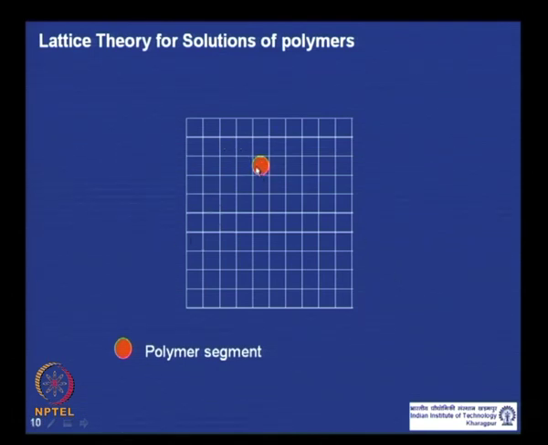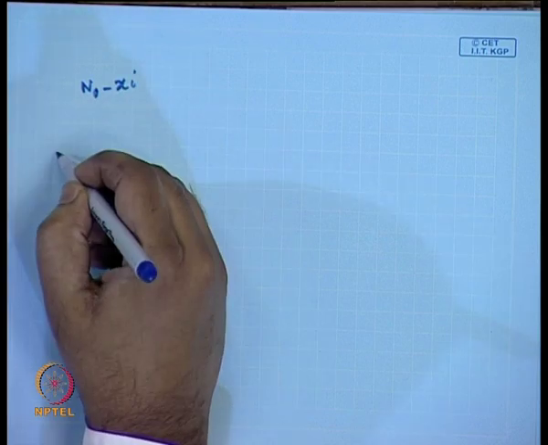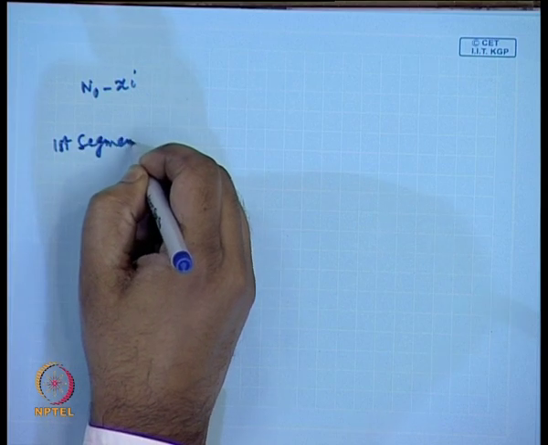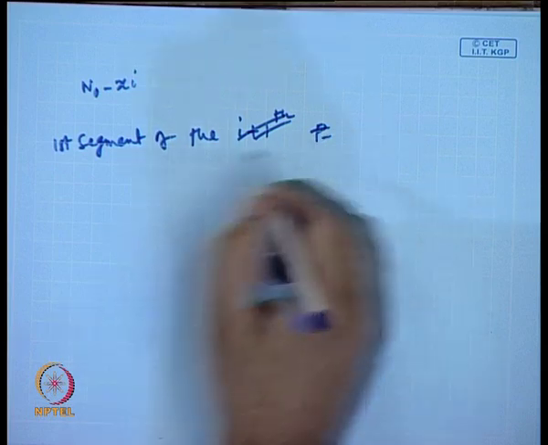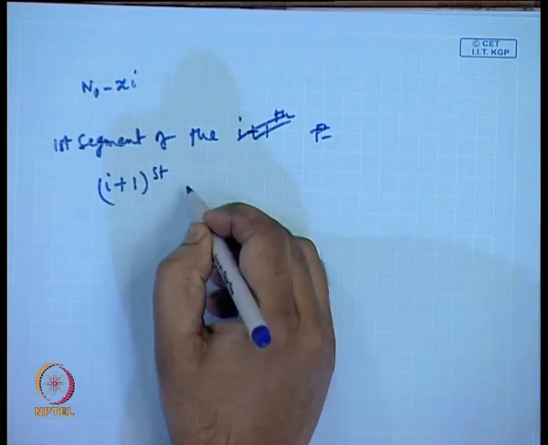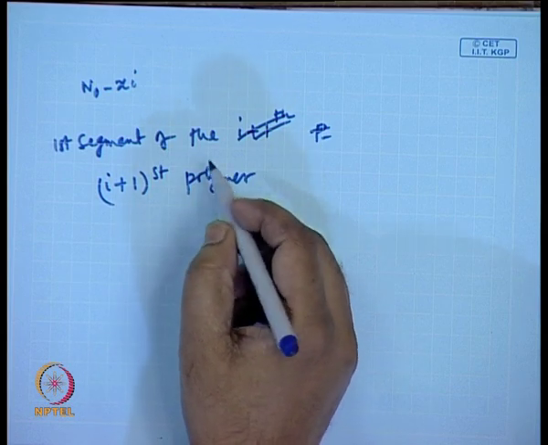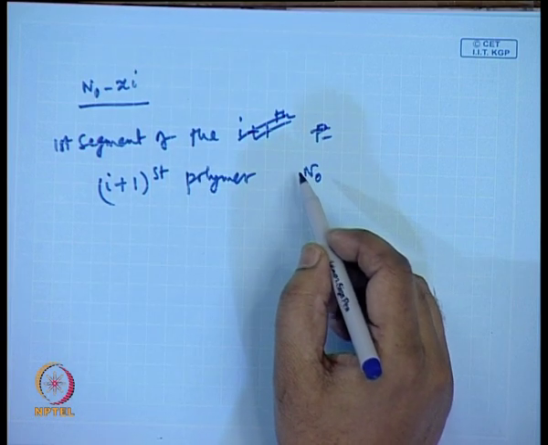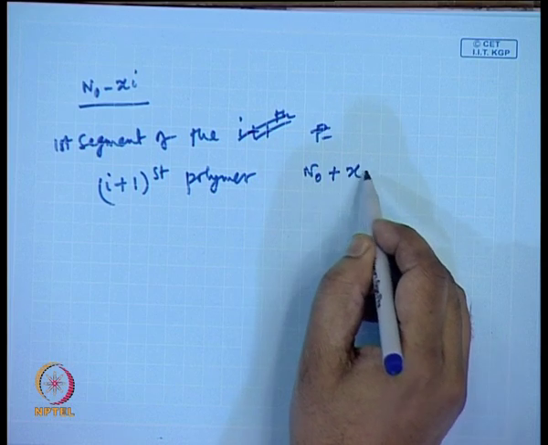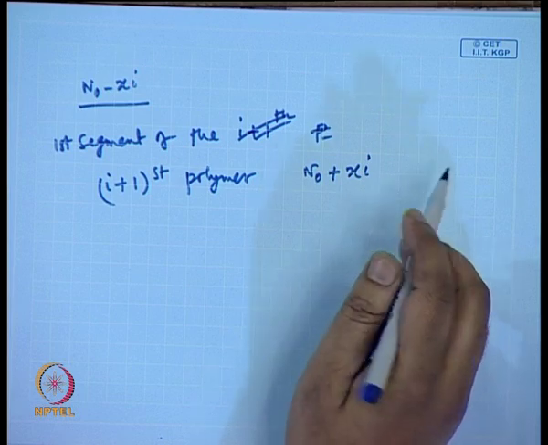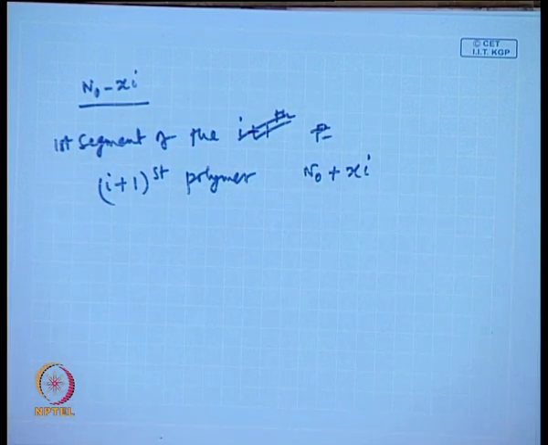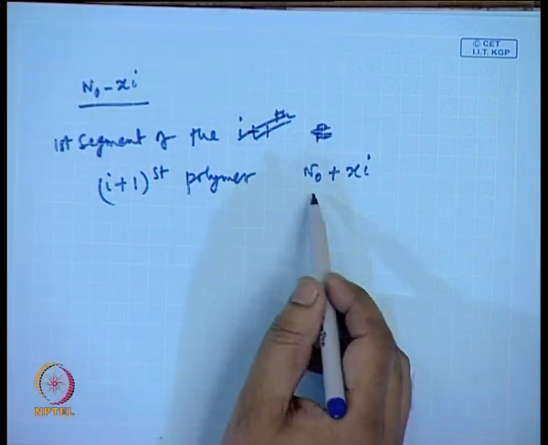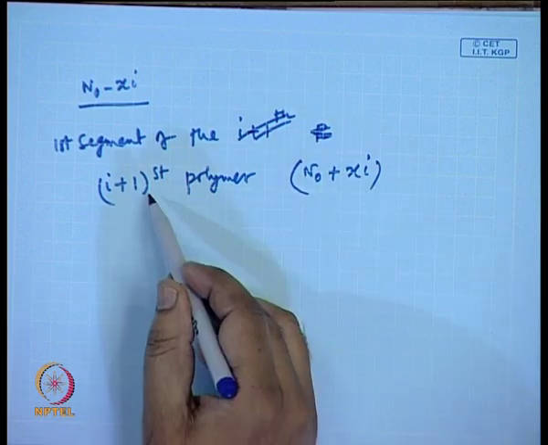So, in how many different ways can you place the first segment of the polymer? There are n 0 minus x I vacant cells. So, the first segment of the I plus first polymer can be added in how many different ways? Of course, it can be added in any of these vacant cells. Okay. So, it can be added in this many ways. Fine, clear? So, this is the number of vacant cells available for the segment to go in. You can place the first segment in any of these vacant cells, so this is the number of ways you can add the first segment.